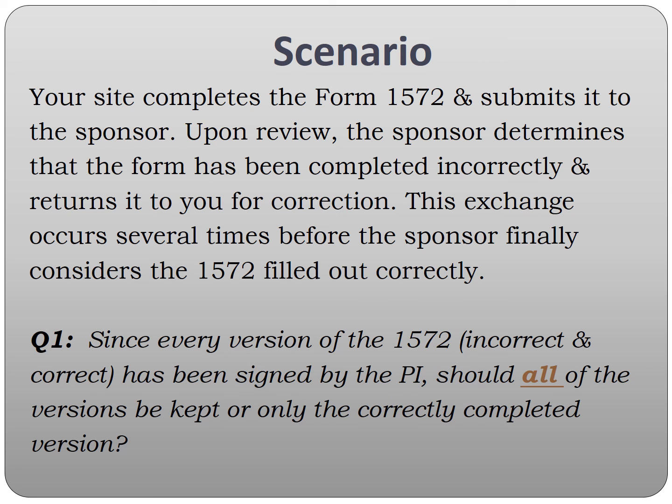Okay, so here's a scenario. 2 questions. Your site completes the Form 1572 and sends it to the sponsor. The sponsor says you completed it incorrectly and returns it to you for correction. This goes back several times before the sponsor finally considers the 1572 filled out correctly. Here's the first question. Since every version of the 1572, incorrect as well as correct, has been signed by the PI, should all of the versions be kept or only the correctly completed version?